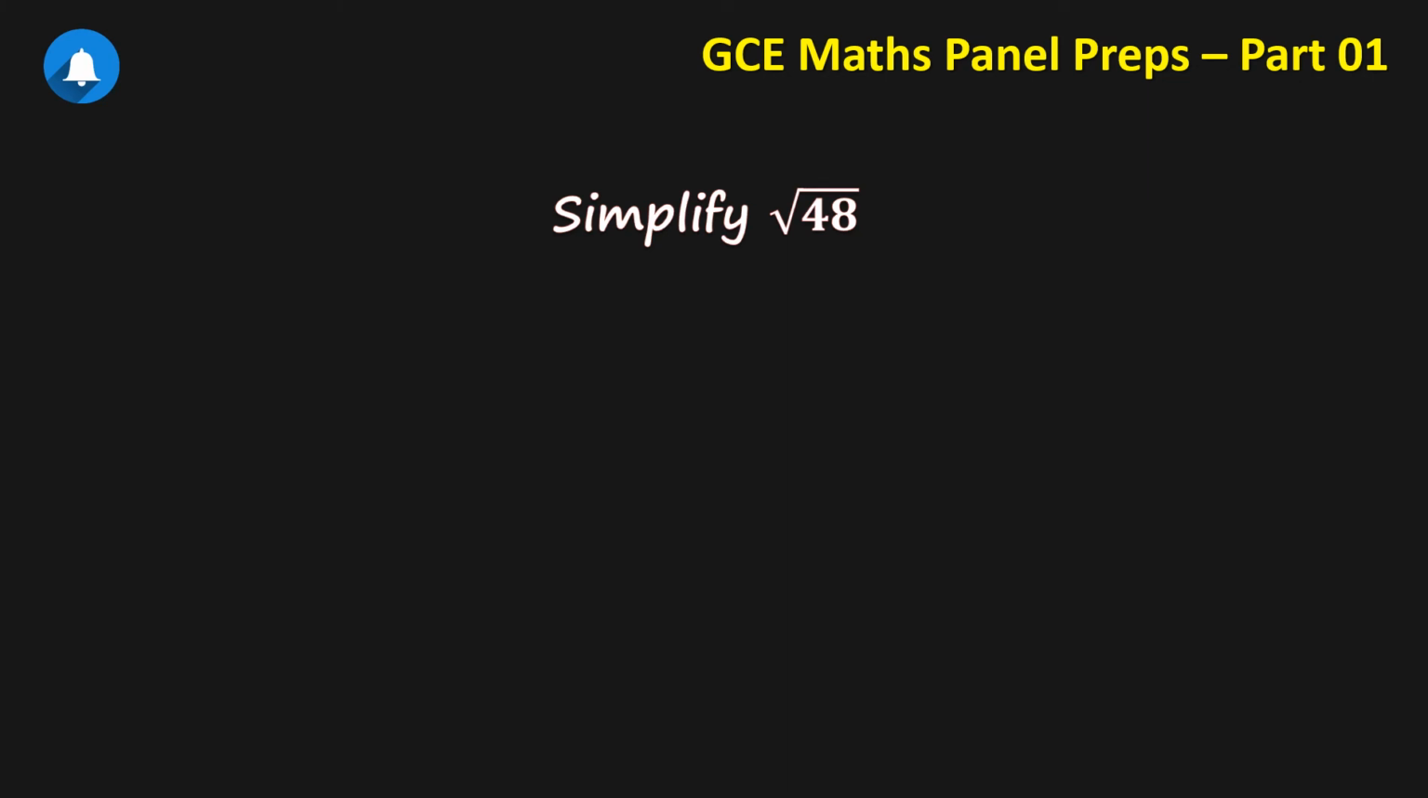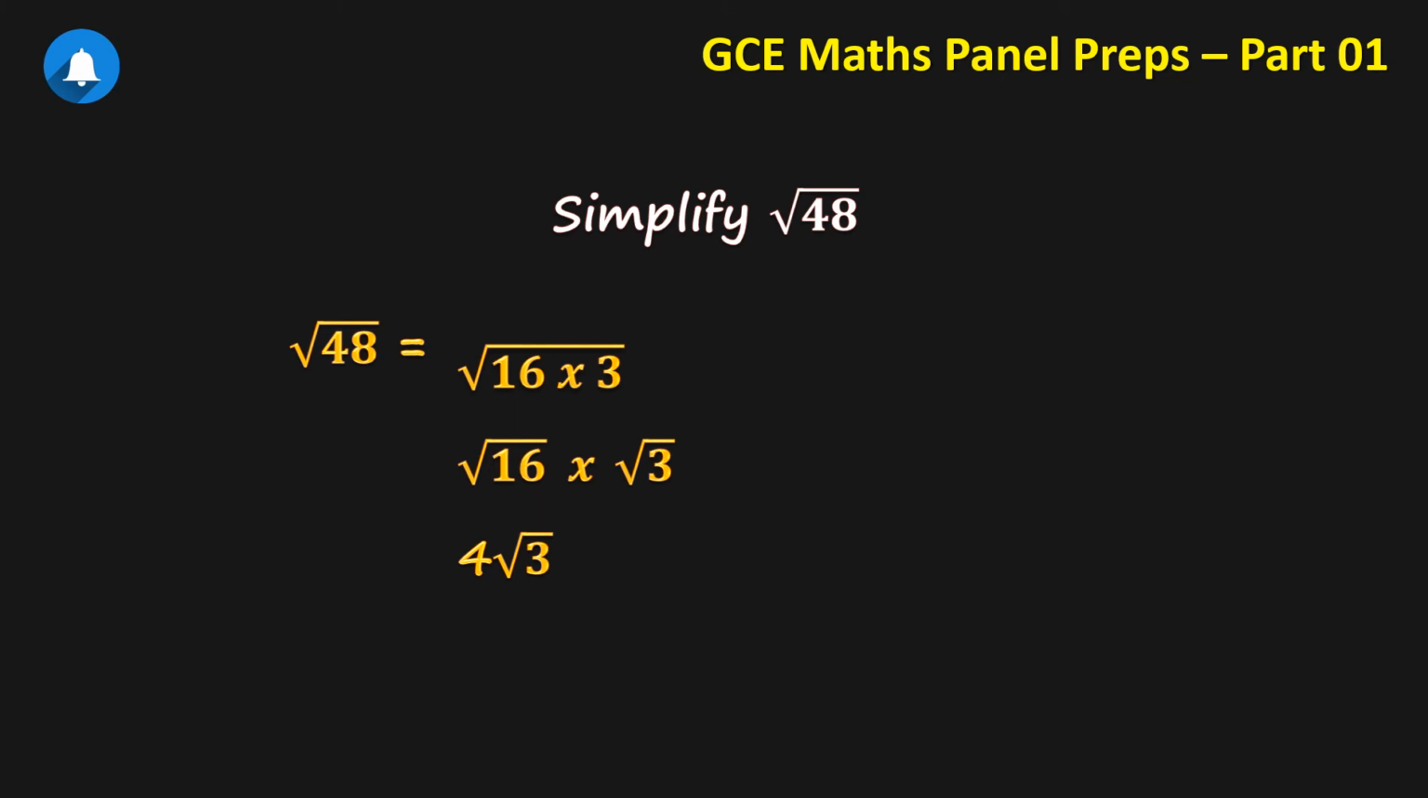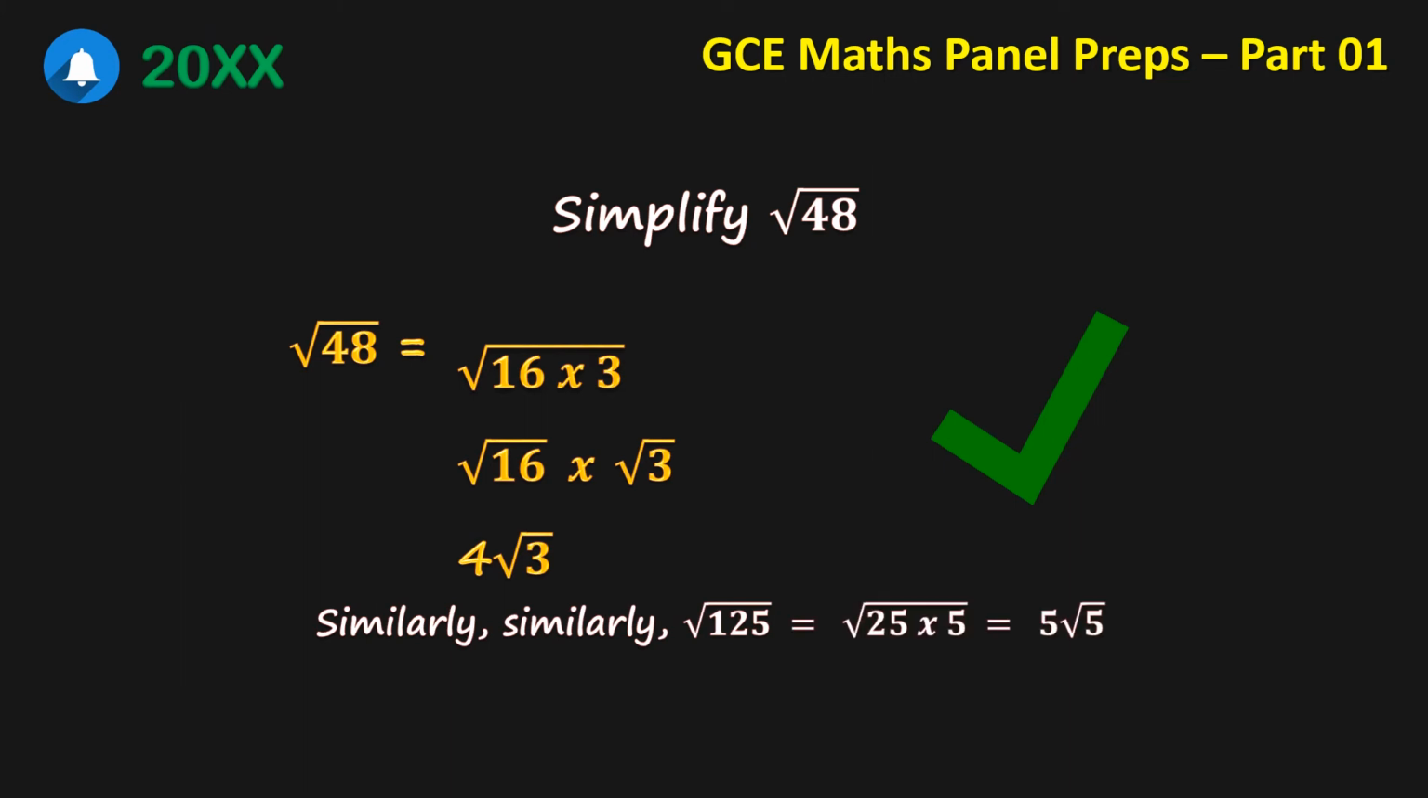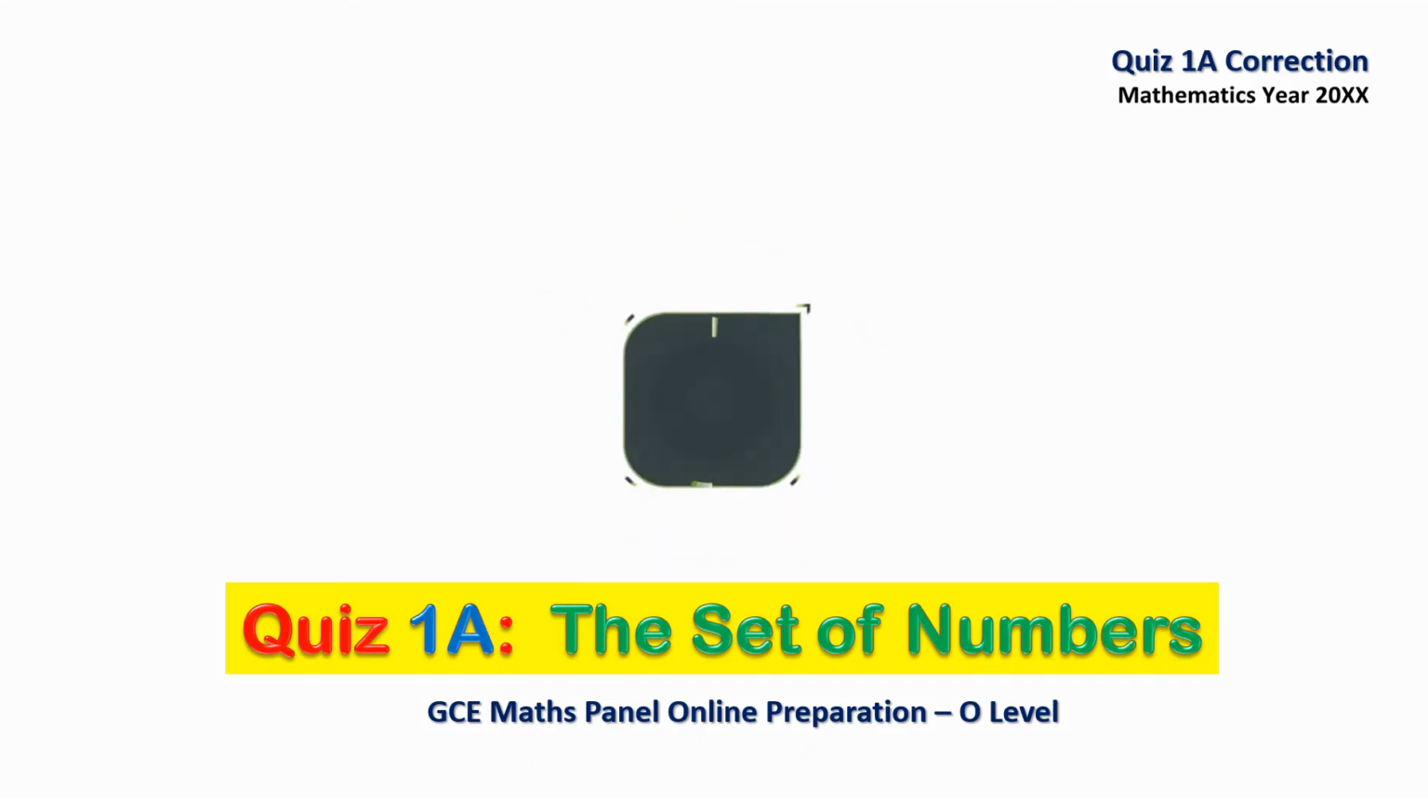Simplify root 48. To do the simplification, you have to first of all look for the square number that is found in 48, and that square number is 16. So root 48 is the same as root 16 times 3, but 16 is a square number, so that will give us 4 times root 3, and this number has been simplified or broken down. Similarly, root 125 is root 25 times 5, which is 5 root 5.